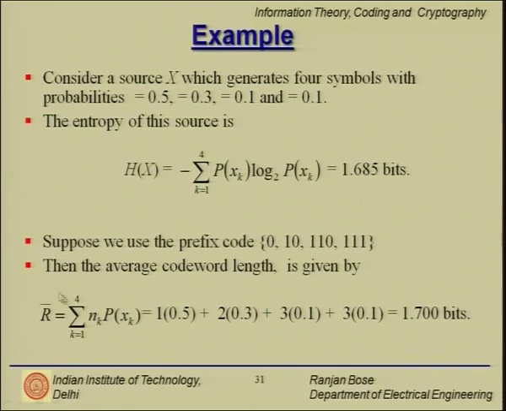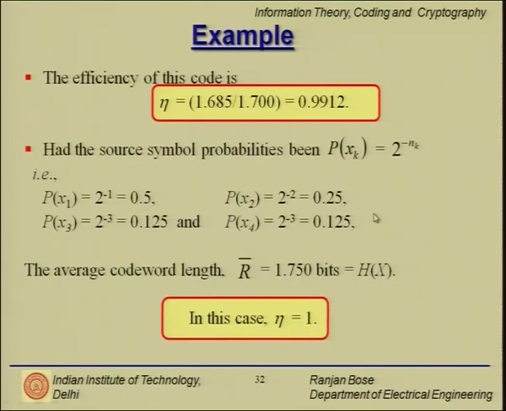So, what is the average code word length R bar? We plug in the summation of nk p(xk), k equal to 1 to 4, and we get 1.7 bits. As expected, R bar is greater than 1.685 bits, but not too far, because we already know that R bar will be pretty close to H of x. If we talk about the efficiency of this code, we calculate this ratio 1.685 over 1.7 and it is pretty good, 0.9912.